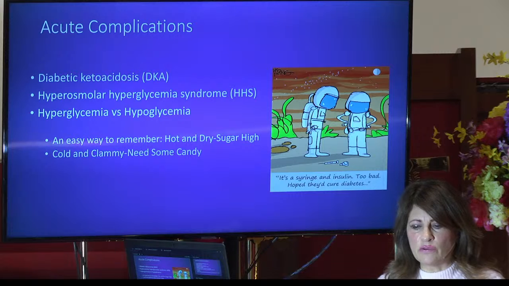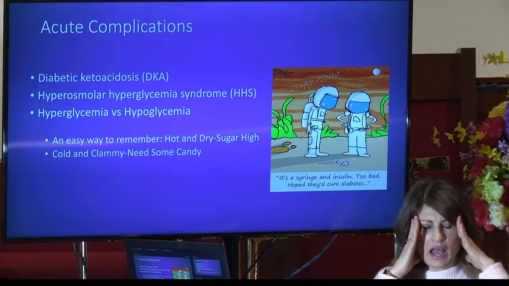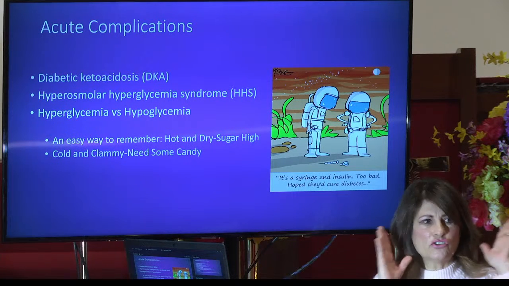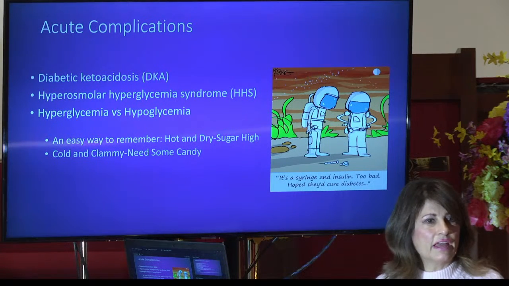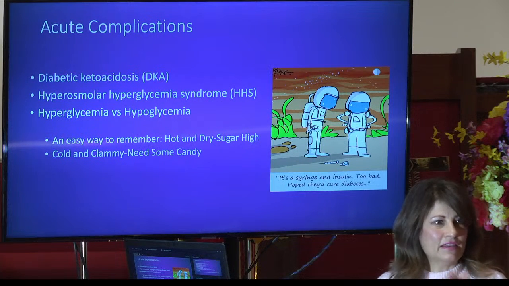An easy way to remember: hot and dry, sugar high. You're hot, you're really hot, and you're dry, sugar's high. Cold and clammy, need some candy.